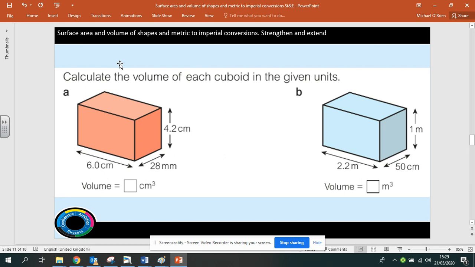Okay, these questions are very similar, but this time we're working with volume. Again, you have to convert to the correct unit. Other than that, you should be fine with these. So pause the video and start when you're ready.